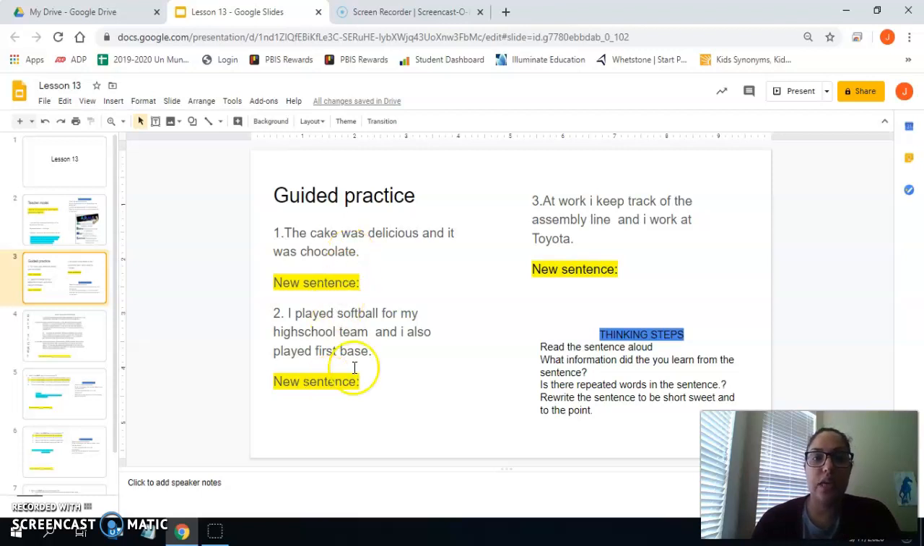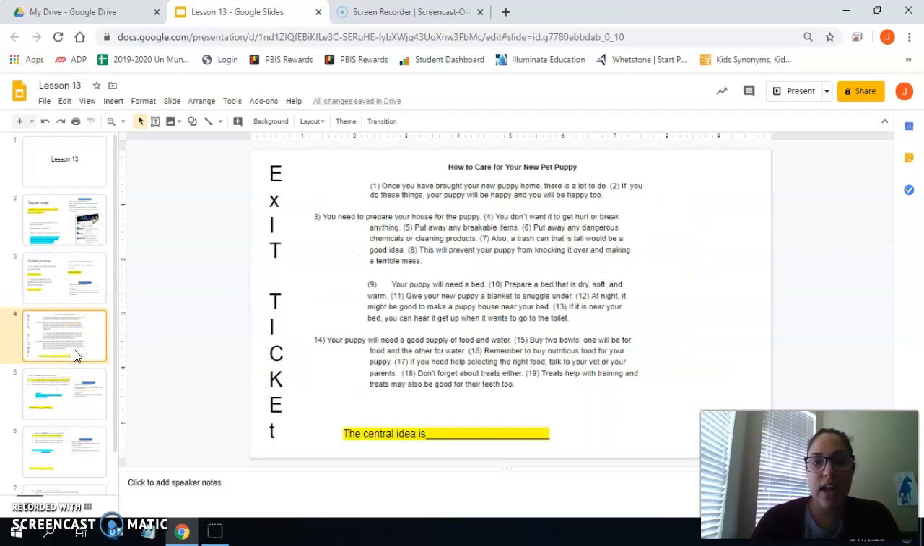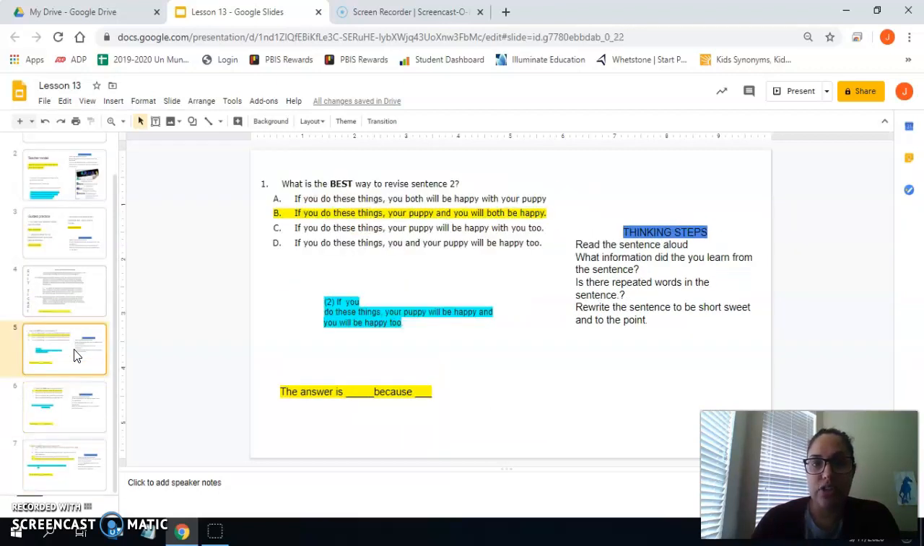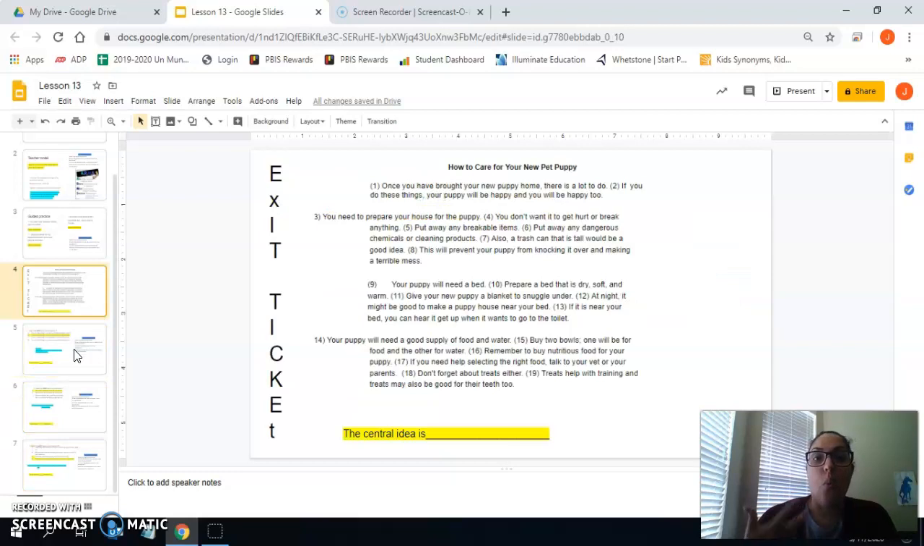So these are 3 guided questions that I want you to do. And then today for your exit ticket, you're going to read a story about how to care for a new puppy. And then you just have 3 questions today. Please make sure to justify why these are. Did you remove it? Did you add it? Did you add anything to your answer?